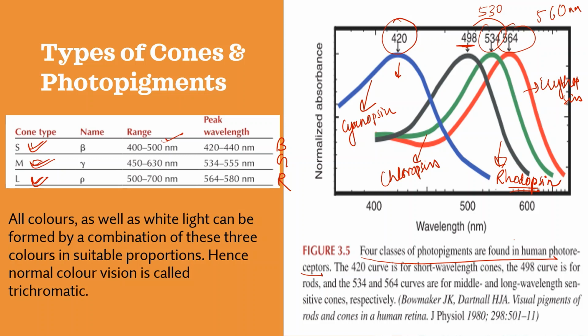And all colors as well as white light can be formed by a combination of these three colors in suitable proportions. Hence, normal color vision is called trichromatic, red, green and blue.